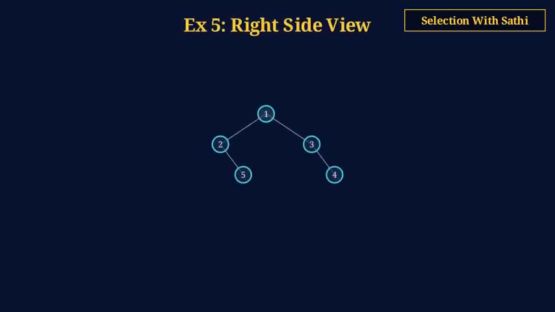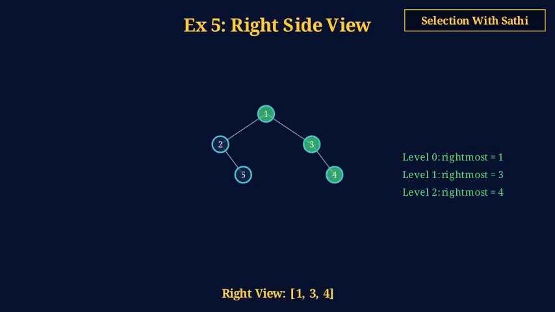Tree, root 1, left 2 with children 4 and 5, right 3 with only right child 7. For left view, we do BFS and take the first node at each level. Level 0, just node 1. Left view adds 1. Level 1, nodes 2 and 3. First is 2. Left view adds 2. Level 2, nodes 4, 5, and 7. First is 4. Left view adds 4. Left view: 1, 2, 4.